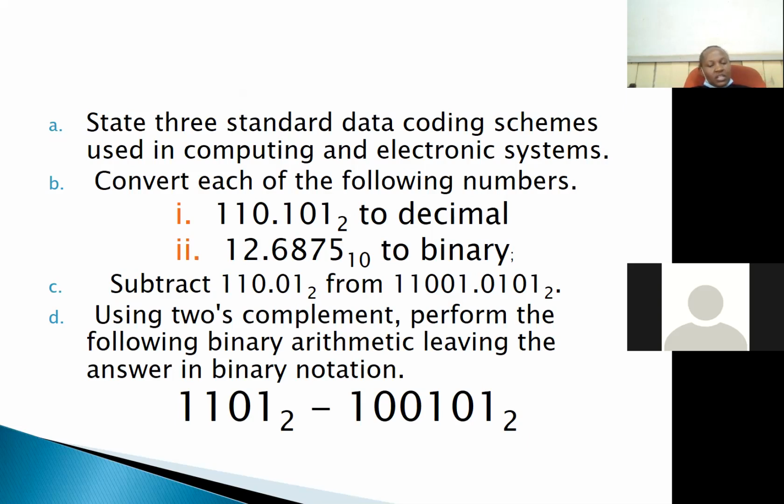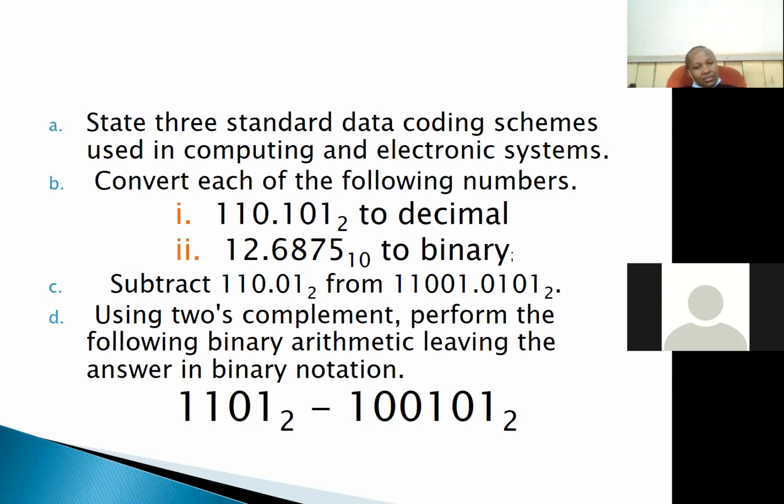110.101 base 2 to decimal. Show the procedural conversion of the whole number part and the fraction part. How do you approach it? You multiply by their place values, and then you add them together, and then you get your answer.